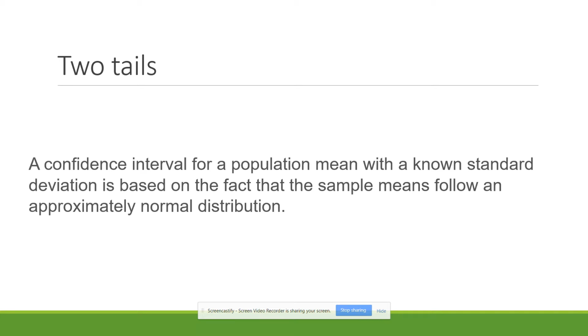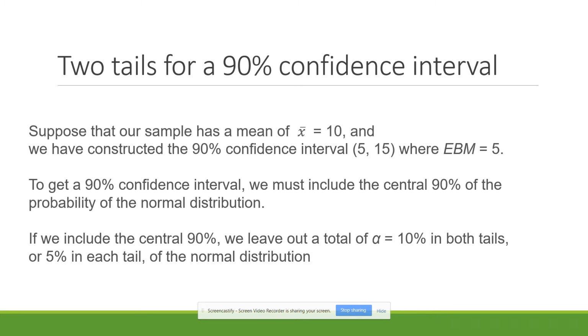Two-tailed. If you go back and remember what we did in the normal distribution, you oftentimes have the scenario of two tails. A confidence interval for the population mean with a known standard deviation is based on the fact that the sample mean follows an approximately normal distribution. Suppose our sample has a sample mean of 10 and we construct a 90% confidence interval of 5, 15, where the EBM equals 5.